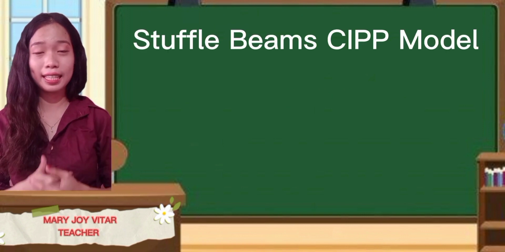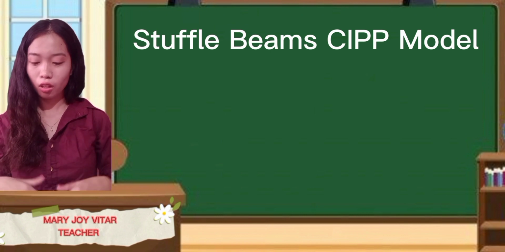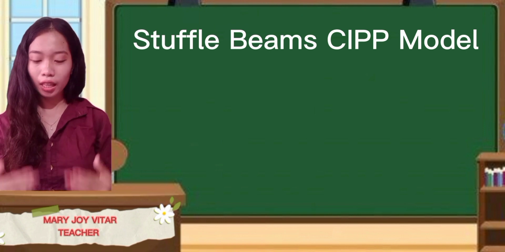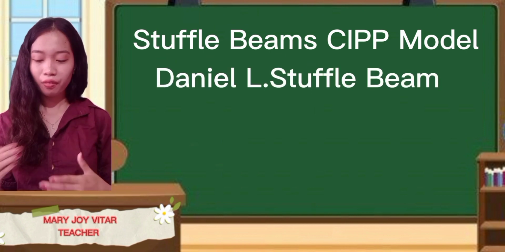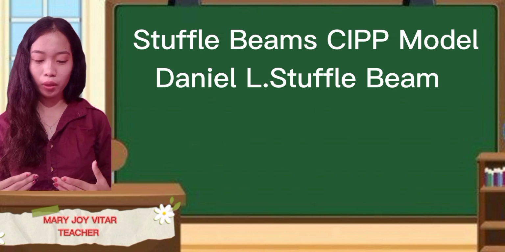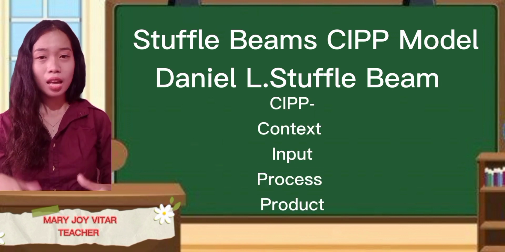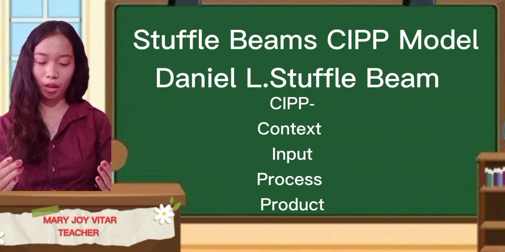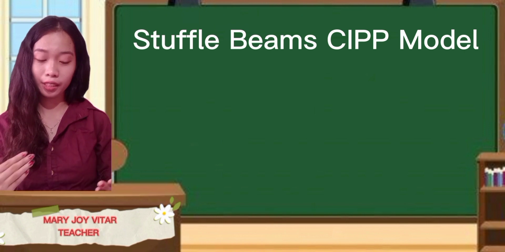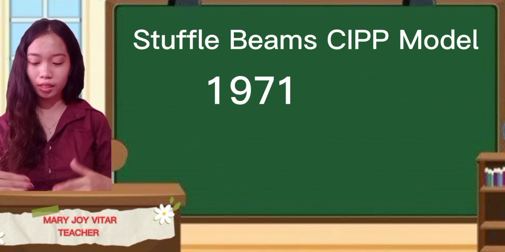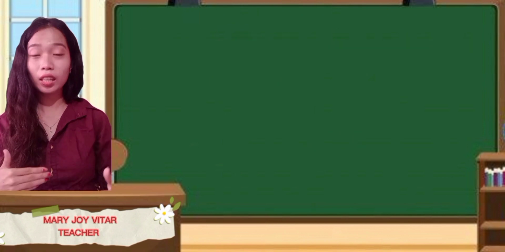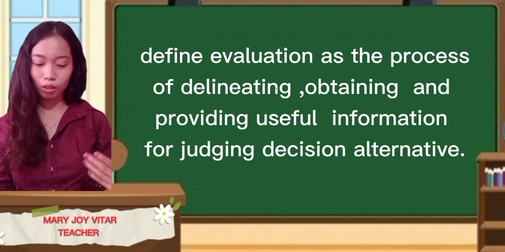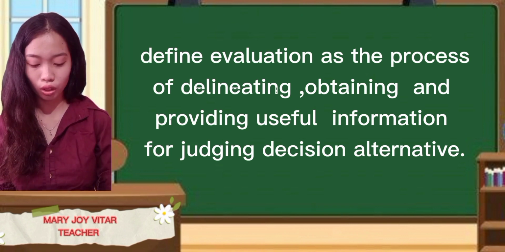Next is Stufflebeam's CIPP model. Phi Delta Kappa and the National Study Committee on Evaluation, chaired by Daniel L. Stufflebeam, developed and published a curriculum evaluation model known as the CIPP. CIPP means context, input, process, and product. Stufflebeam, in 1971 and 2001, defined evaluation as the process of delineating, obtaining, and providing useful information for judging decision alternatives.